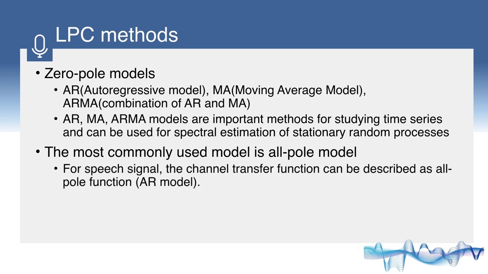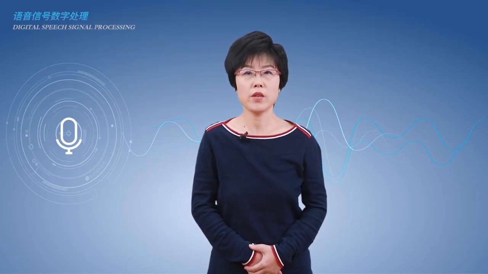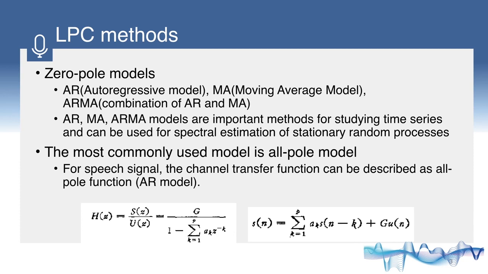For speech signals, the channel transfer function can be described as an all-pole function, the AR model. There are several reasons. First, it is the easiest way to calculate the all-pole model. Second, in most cases, it is impossible to know the input. Third, for speech signals, when nasal sounds and partial fricatives are not considered, the transmission function of the channel is an all-pole function. We can convert the transfer function H(z) into the time domain expression s(n) by use of the Z transform. If the input Gu(n) can be ignored, s(n) is just approximated by the past samples, which is called linear prediction.